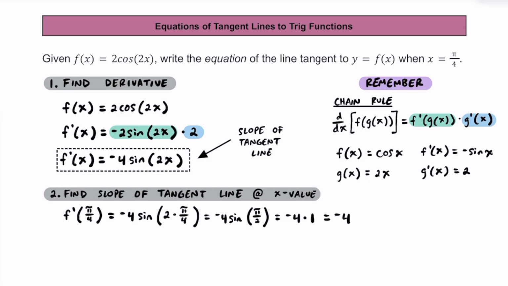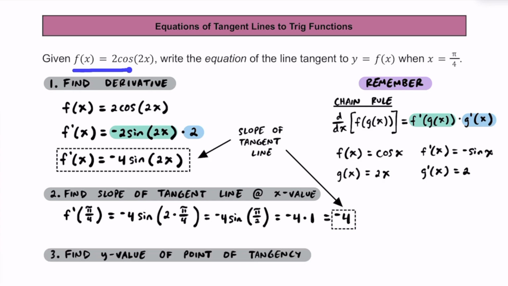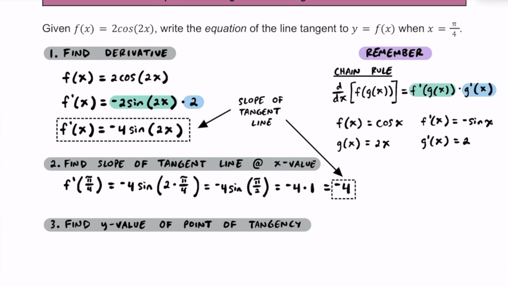And so while the slope of the tangent lines can change at any given x value, this negative 4 here is going to be the particular slope of the tangent line going through that x value of pi over 4. So we know this is the original function that we're dealing with here, and we also know that the tangent line is going to be hitting that function at x equals pi over 4. We also know the slope of that tangent line right now, we just don't know the y coordinate yet. So let's go ahead and see if we can figure that out.